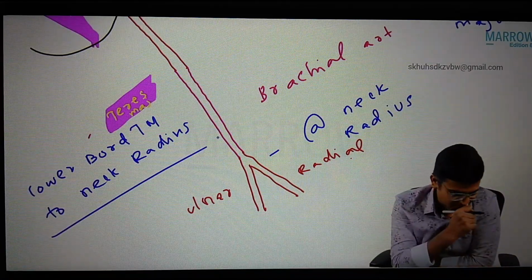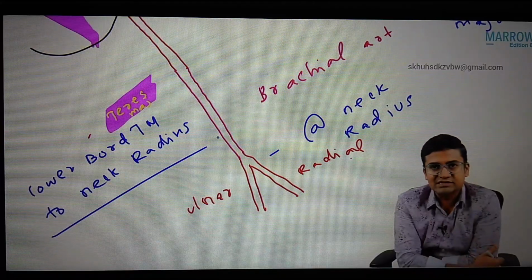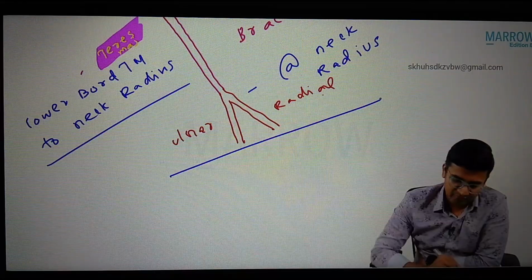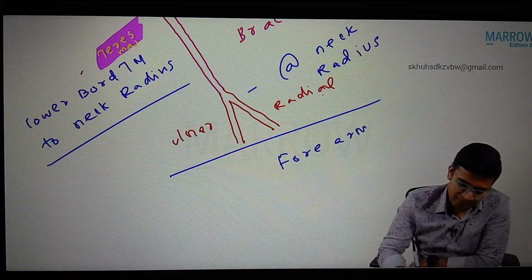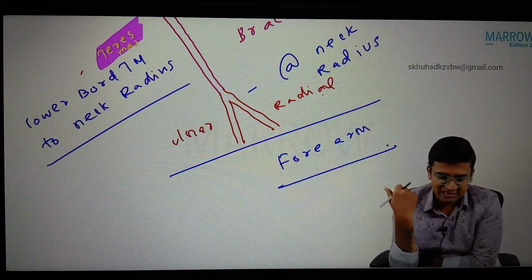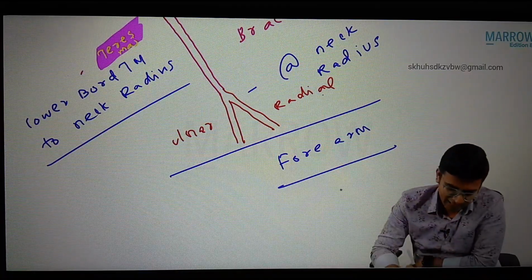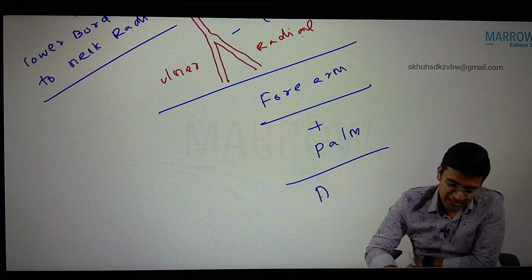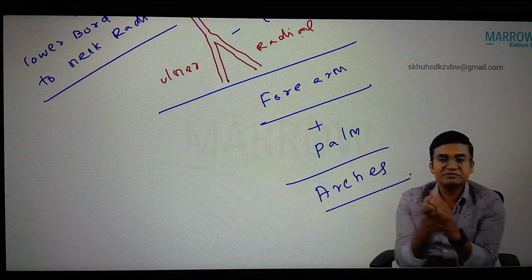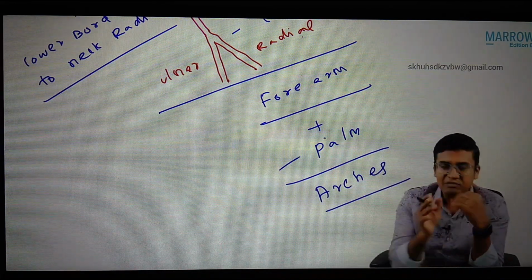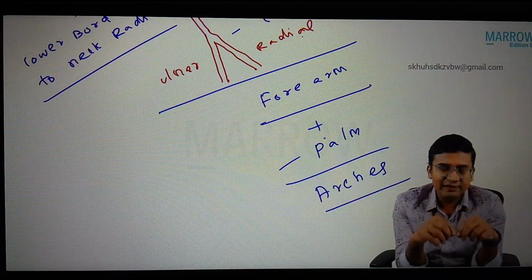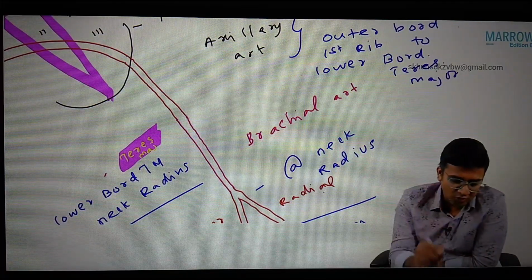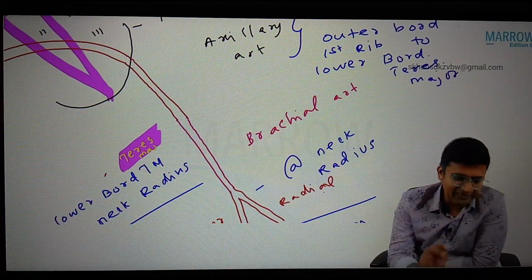At the level of the neck of the radius bone, the brachial artery divides into two terminal branches, the radial artery and ulnar artery. The radial artery and ulnar artery supply the forearm. All the forearm muscles are supplied by the radial artery and the ulnar artery, and they also supply the palm. How, sir? By forming arches. In the palm we have the superficial and deep palmar arch. We will see the palmar arches later. So the ulnar artery and the radial artery supply the forearm and palm. So this is an overview of the vessels supplying the upper limb.